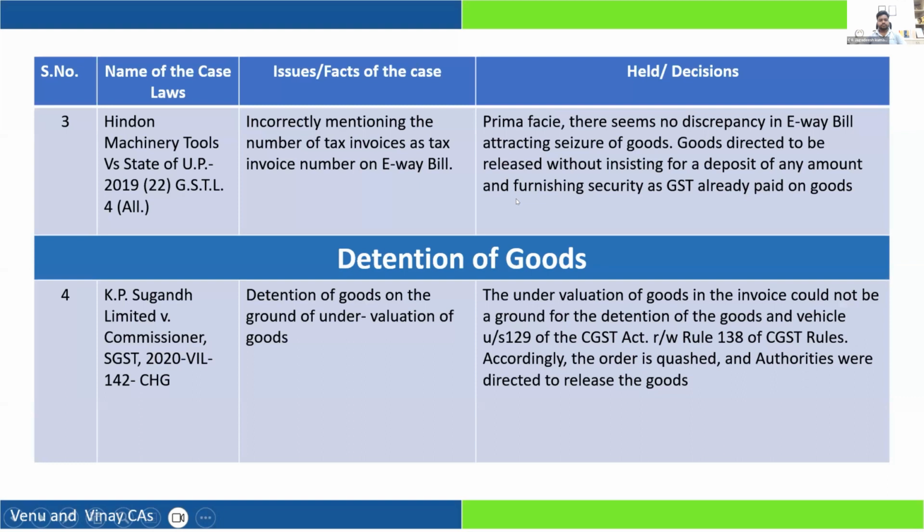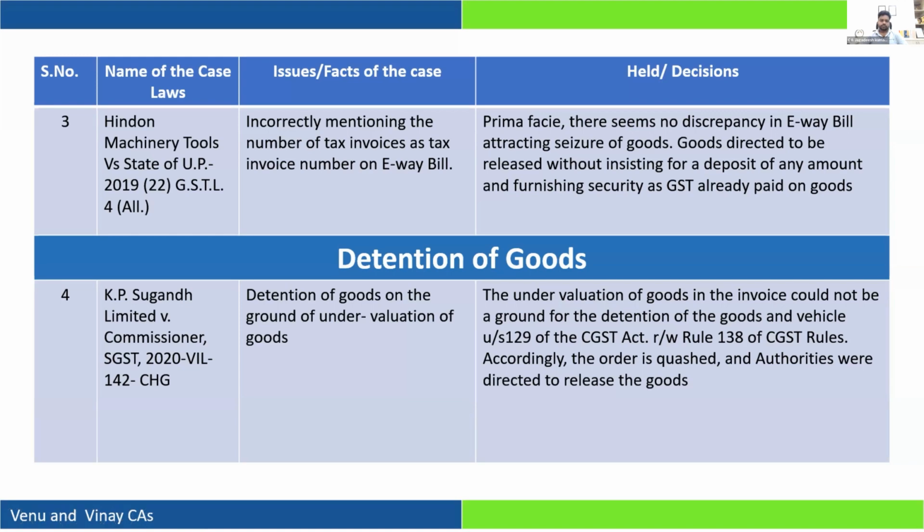In the case of Hindon Machinery Tools Private Limited, here again, the incorrect mentioning of the tax invoice number on the e-way bill. So it's like there are apparent discrepancies, right? This was also held in favor of the assessee.